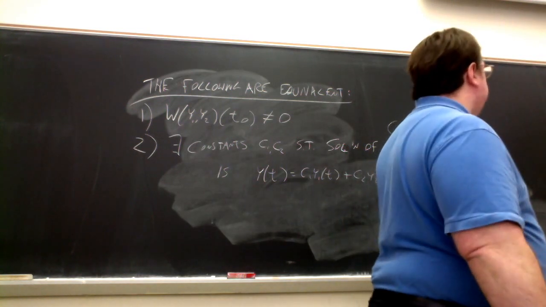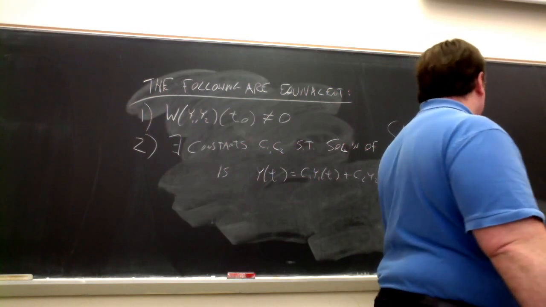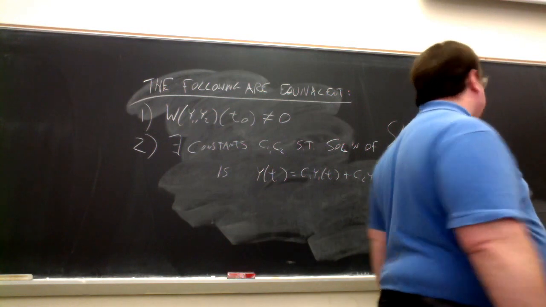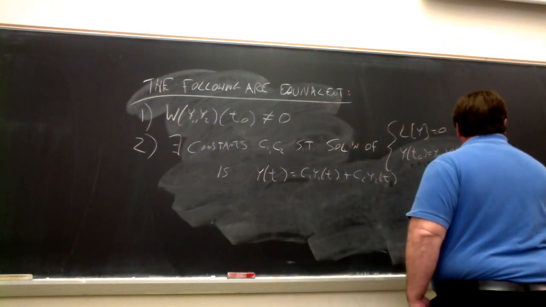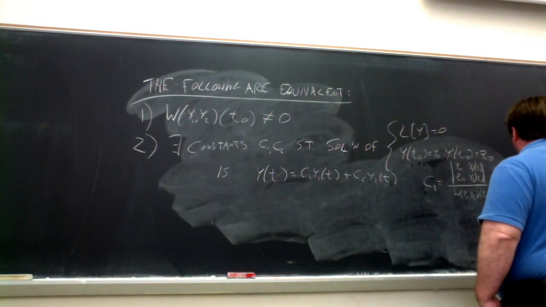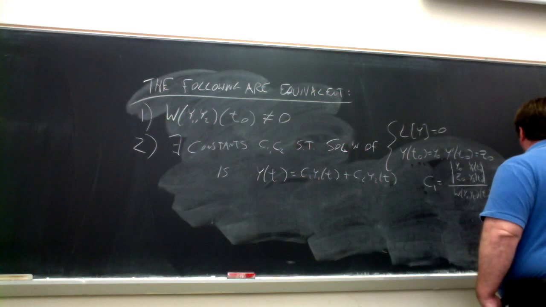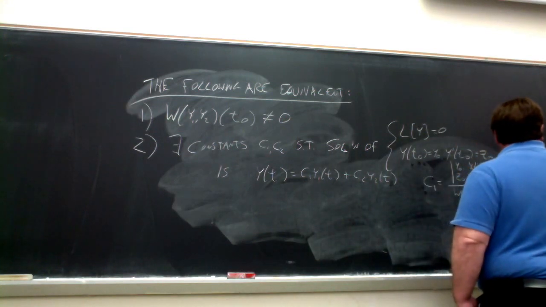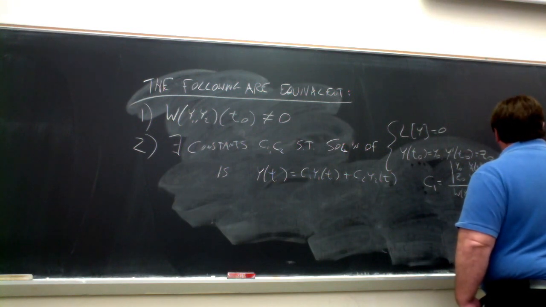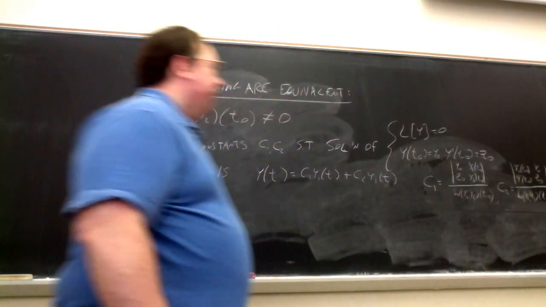it's exactly the same matrix as you use for the Wronskian itself, except because it's C1, the first column is replaced by your two initial values. And a similar expression for C2. You have the Wronskian evaluated at t naught in the denominator, and in the numerator, you replace the second column with your initial values, and the first column is exactly the same as what you use for the Wronskian.